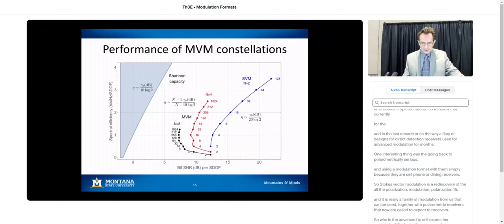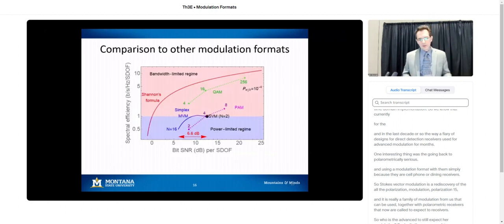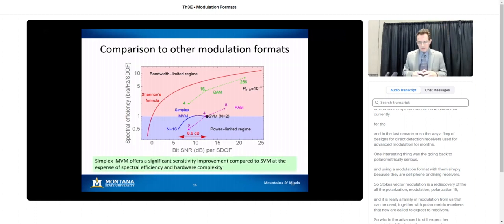And we have calculated the slope of these curves using asymptotic analysis in the paper. I'm not going to talk about that. Here you see how the mode vector simplex constellations compare to other coherent and non-coherent formats. The important thing to keep in mind is that we get a significant sensitivity improvement compared to Stokes vector modulation, but at the expense of spectral efficiency. As you see, the blue curve goes downwards as we increase the dimensionality of Jones space and hardware complexity.